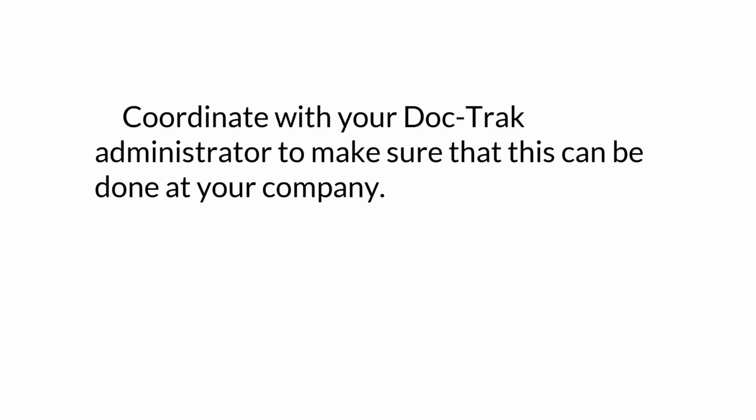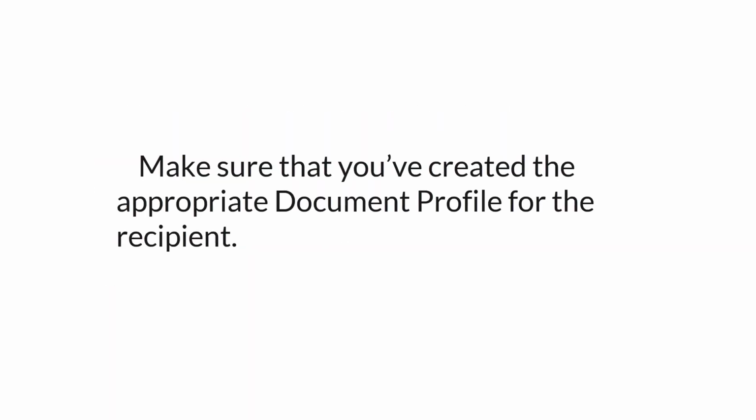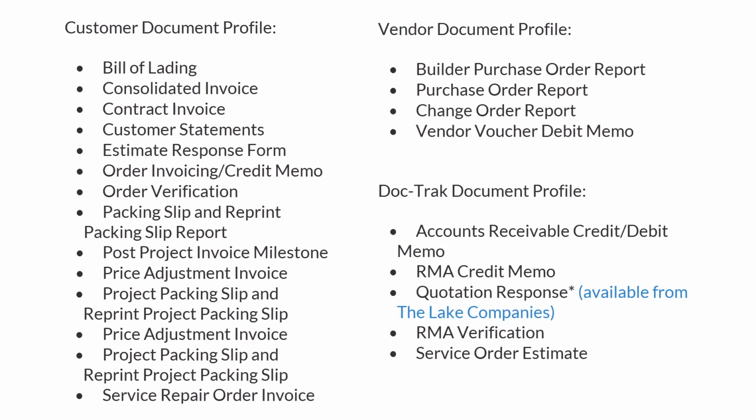To use this function, you first need to coordinate with your DocTrack administrator to make sure that this can be done at your company. There are some significant prerequisites and setup tasks required for this to work properly. Also, you'll want to make sure that you've created the appropriate document profile for the recipient. As we've just seen in earlier lessons, these are required to set up automatic emailing when the document is generated. For instance, you need a customer document profile for order verifications, a vendor document profile for purchase orders, and so on. Once all that's done, then you should be ready.